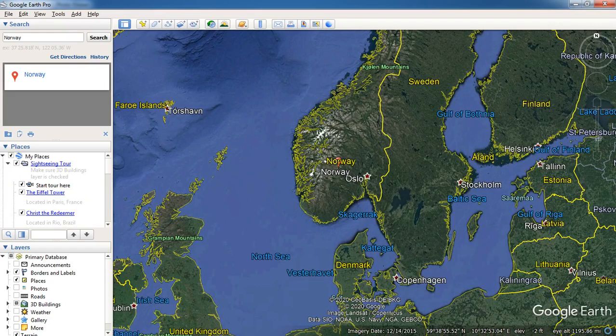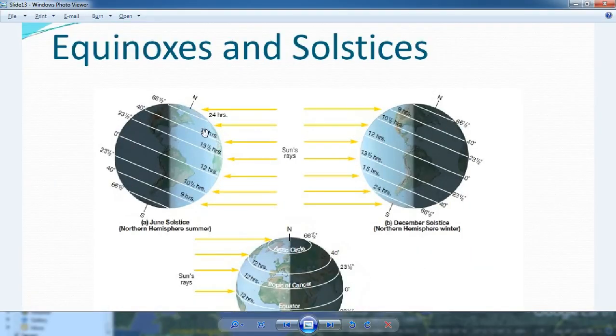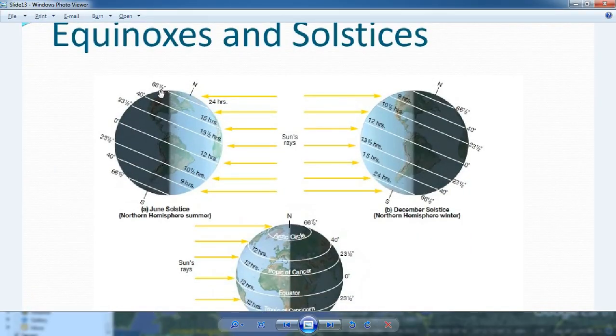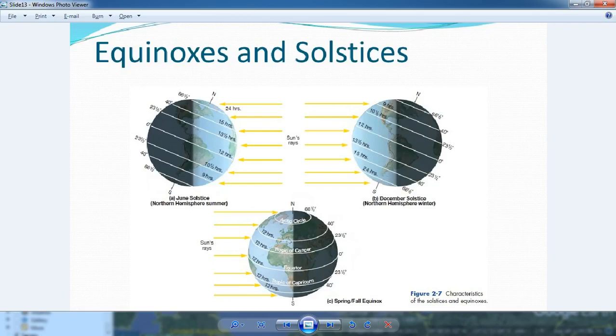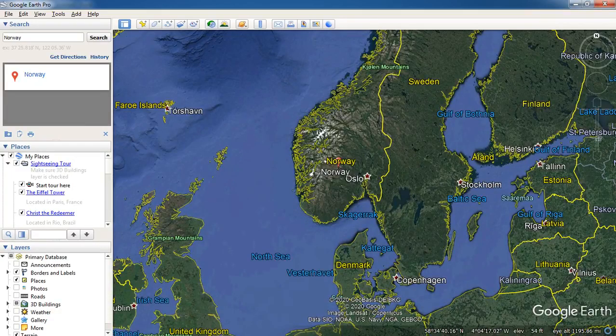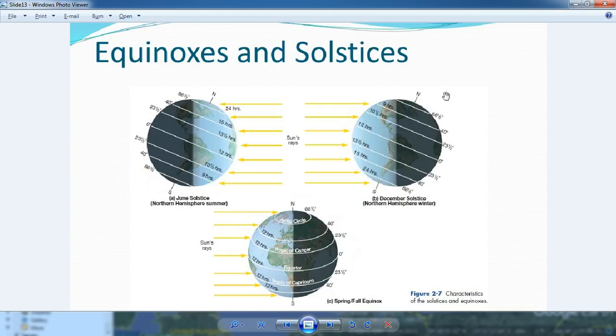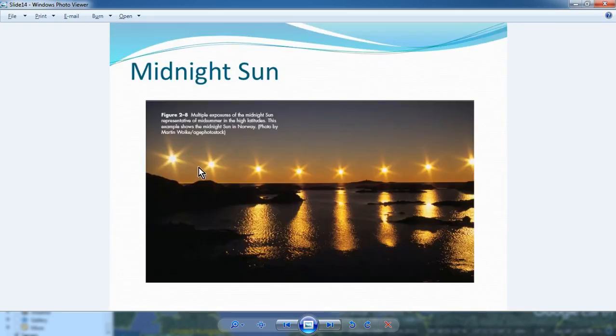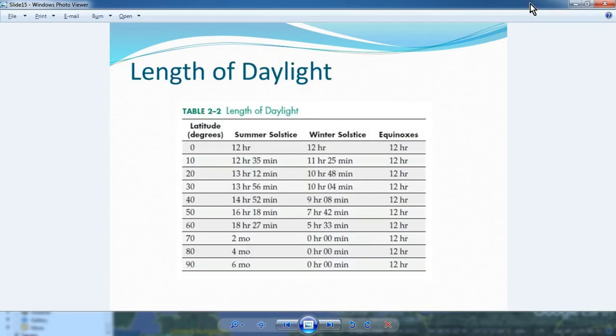Then look, during the summer solstice, at this line, there are 24 hours of daylight. During the winter solstice, there is almost no daylight. That's why they call it the land of the midnight sun. This is the reason why even at night, their sun just hovers around the horizon. Okay? Length of daylight.